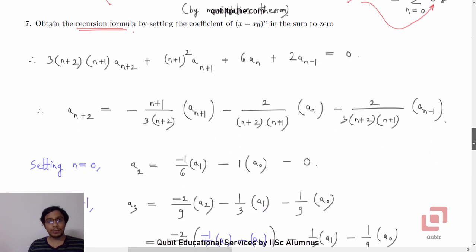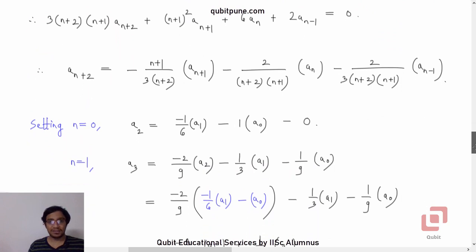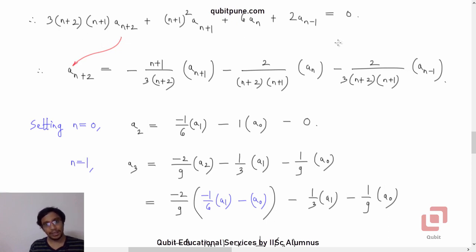Now what we usually do is we look for the largest subscript, that is n plus 2. So we keep it on one side and we shift everything else to the other side. So on doing that, what we'll get is minus n plus 1 upon 3 times n plus 2 into a n plus 1, plus negative 6 upon 3, so it will be negative 2 upon n plus 2 into n plus 1 into a n, and then plus negative 2 a n minus 1 upon 3 into n plus 2 into n plus 1.